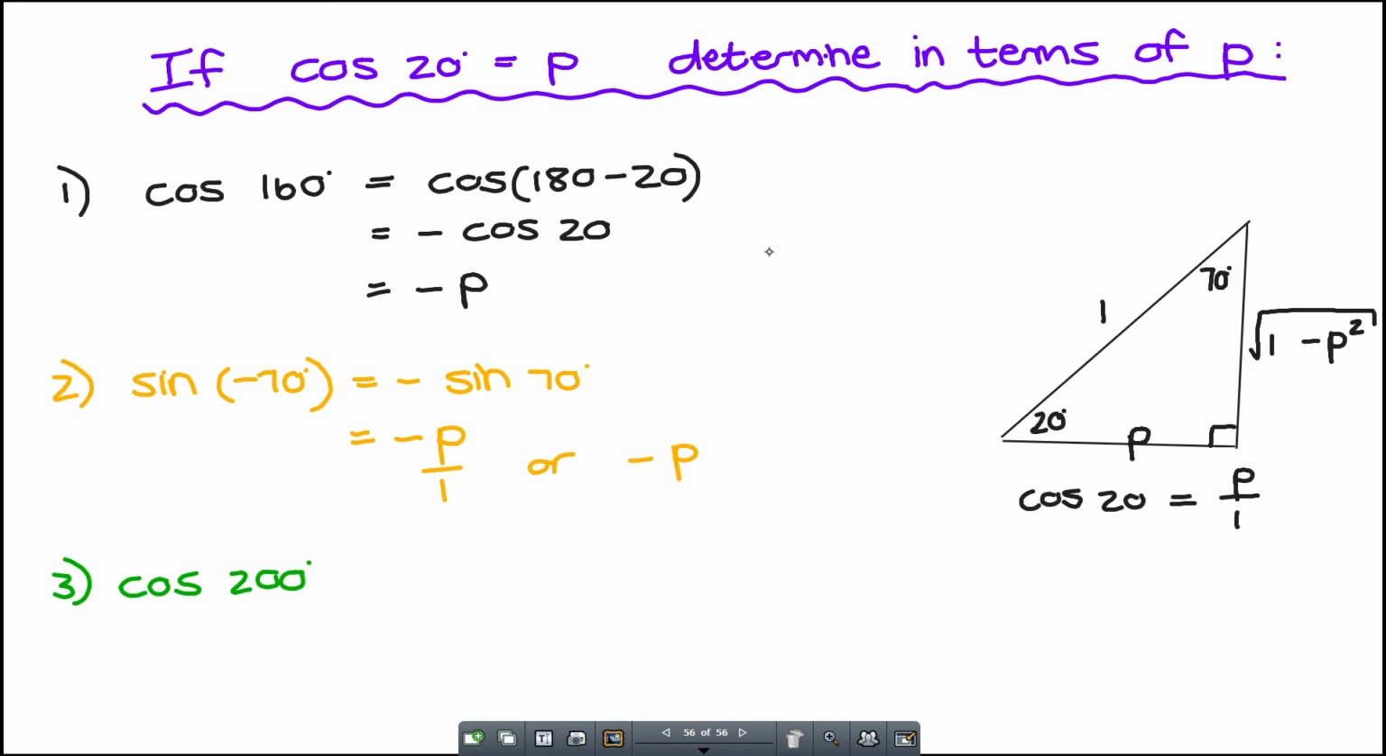Right, let's look at the third one. Cos 200. Cos 200 is the same as, wil julle nie hom gou self probeer nie. Try this one on your own.